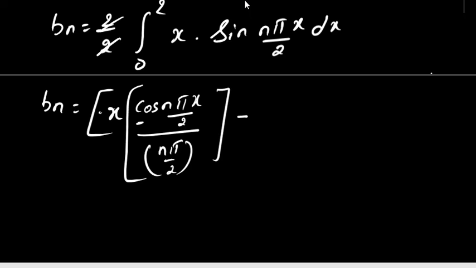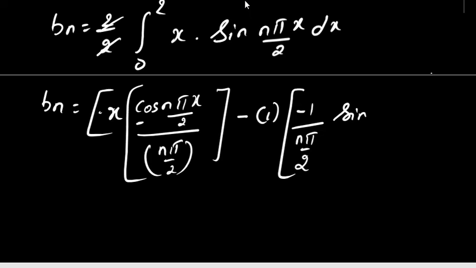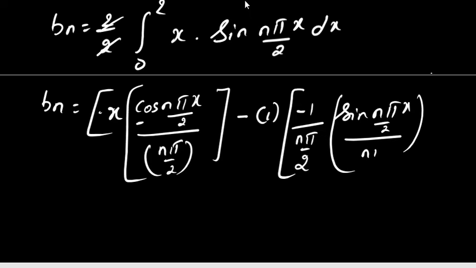What is the differentiation of x? It is 1. Twice I have to integrate the sine function. One integration is already done here. This function itself you integrated once again. So I have minus 1 by n pi by 2, which is constant, I'll keep it out. I'm just integrating the cos term, which is sine n pi x by 2, again divided by n pi by 2.